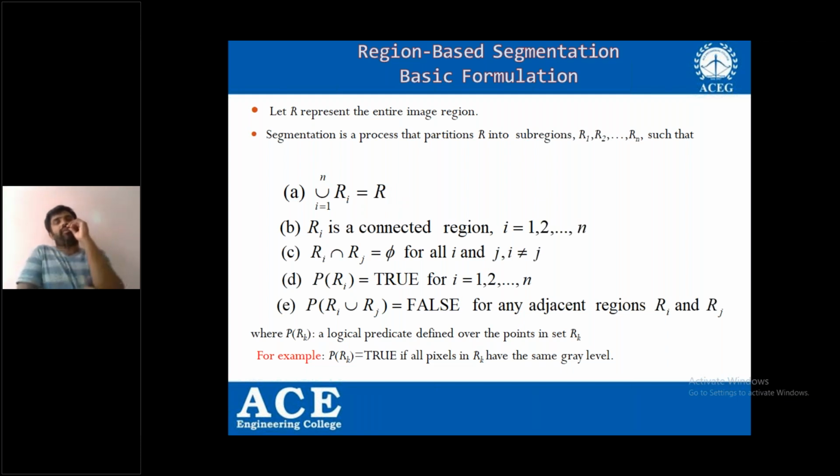That is the first condition. The second condition is Ri is a connected region. That is, all the pixels in Ri must be connected. Connected in the sense what? They must be similar. All the pixels must be similar. And at the same time, the two regions must be disjoint. Disjoint in the sense that no pixel in Ri is in connection with a pixel in Rj. And at the same time, P of Ri must be equal to true, and P of the union of Ri and Rj must be equal to false. These are the conditions we need to follow in region-based segmentation, right?